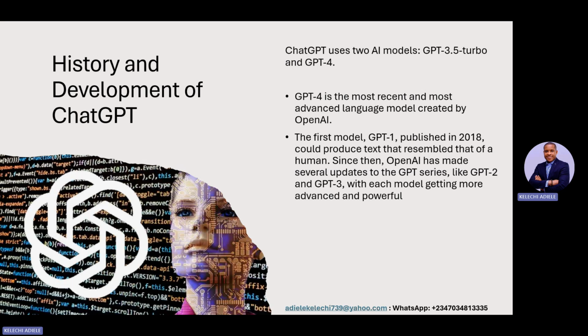ChatGPT uses two AI models, GPT-3.5 Turbo and GPT-4. Of course, we know now that as at this time, GPT-4 is the most recent and most advanced language model created by OpenAI. The first model was GPT-1, published in 2018, and it was able to produce text that resembled that of a human. Since then, OpenAI has made several updates to the GPT series like GPT-2 and GPT-3, with each model getting more advanced and more powerful.